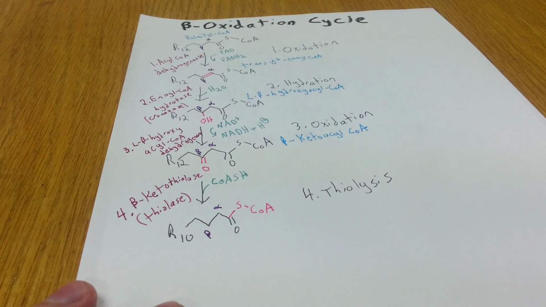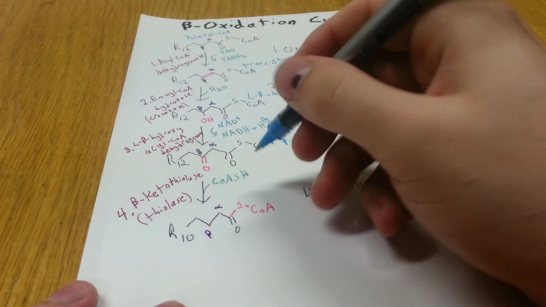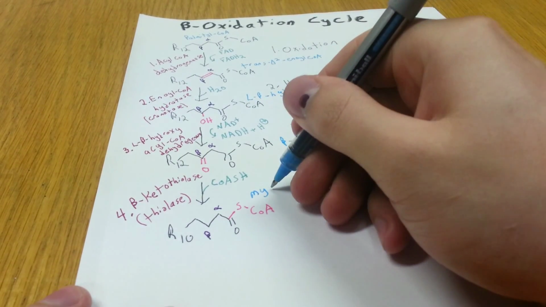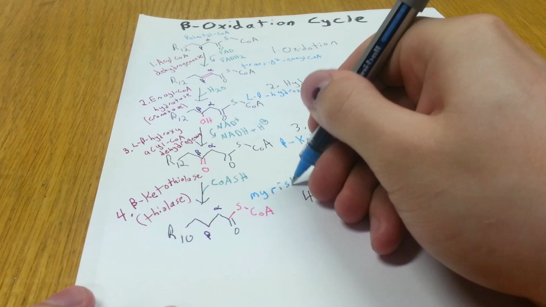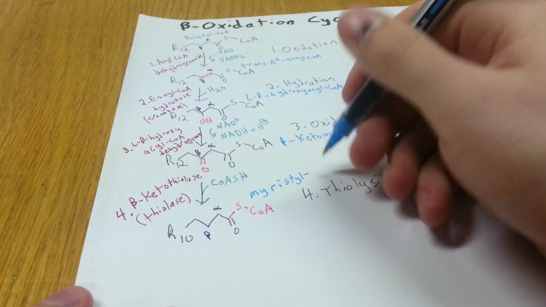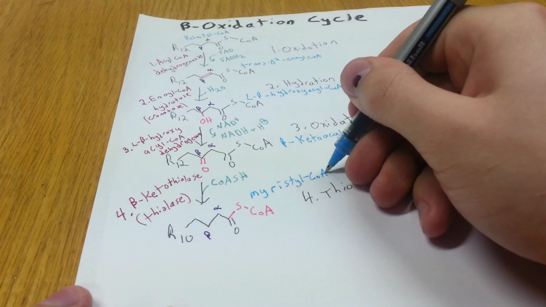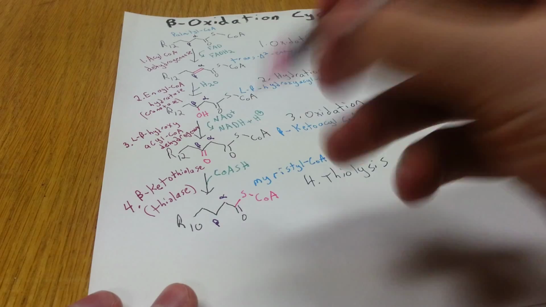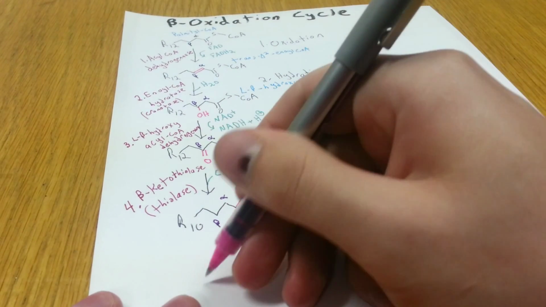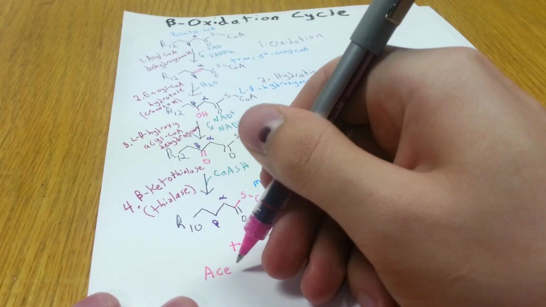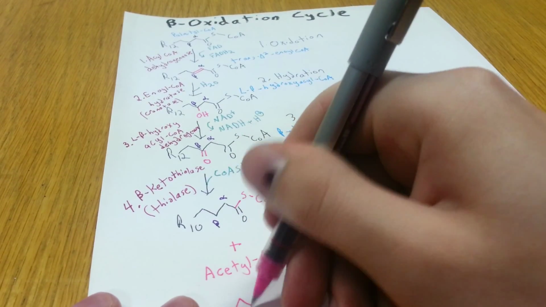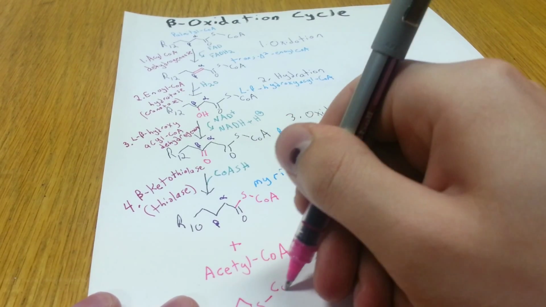And this compound is now myristoyl-CoA or myristyl-CoA. And myristyl always reminds me of mithril for some reason, so I'm going to call it myristyl-CoA for all of my Lord of the Rings fans out there. And then along with this myristyl group being formed, we're also getting an acetyl group, acetyl-CoA, which looks like this.